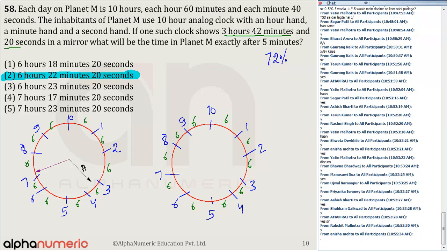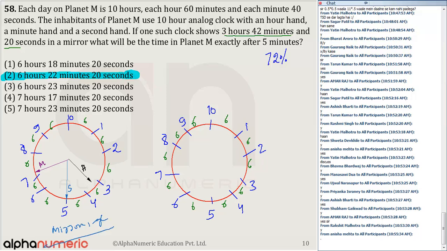Okay, 42 minutes and 20 seconds. So this is my minute hand, and 20 seconds will be exactly in the middle. So I mark the 20 seconds also. This is my 20 second mark. Yeah, this is my second hand. Now plot its mirror image on the right hand side figure. This is already a mirror image, okay? This is my mirror image.